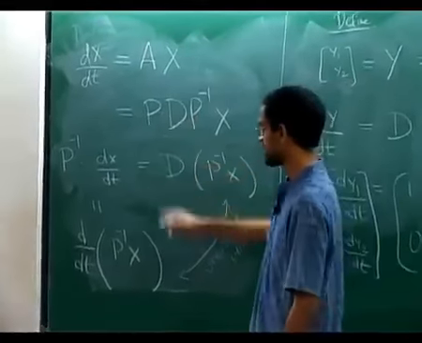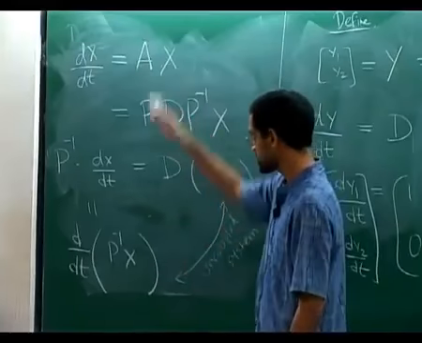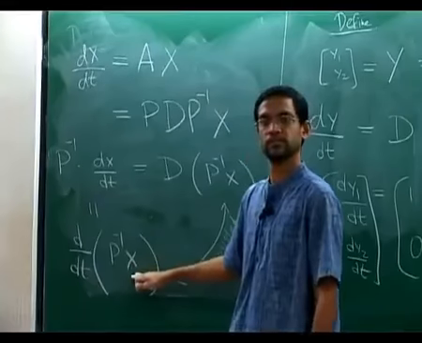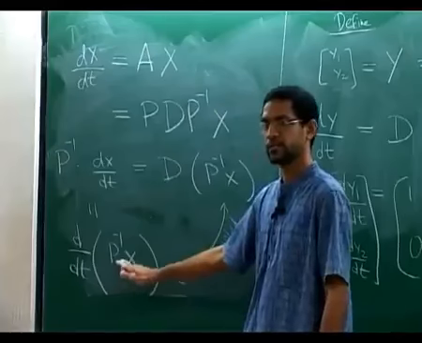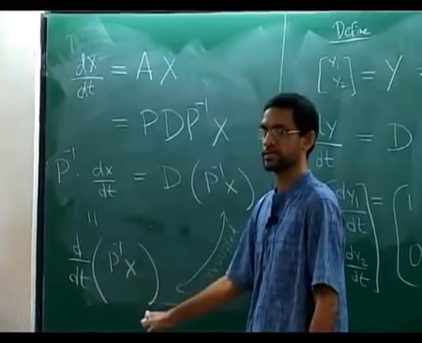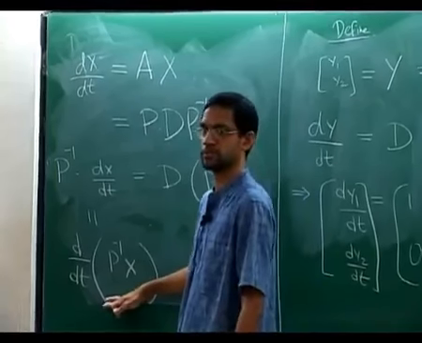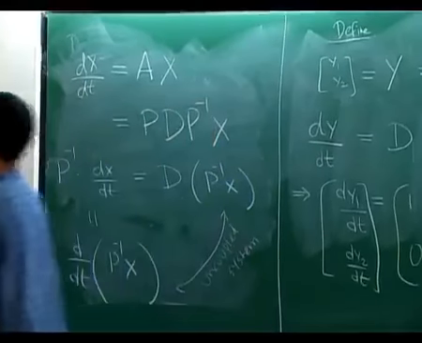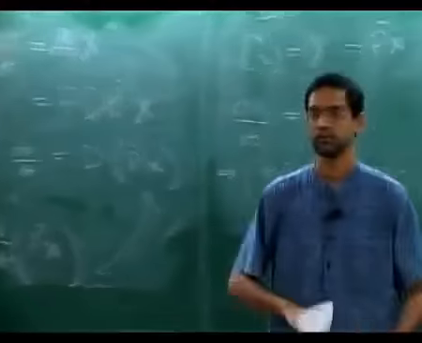So if you have such a system, here's how you will decouple it. You define your y as P inverse of x. How do you find that magic y? You find the eigenvector matrix P, you take its inverse and you multiply by x. Whatever you get is your y. That is the one that's going to decouple your system of equations. So it's a process that works in general, for any n cross n system. Okay, any questions?